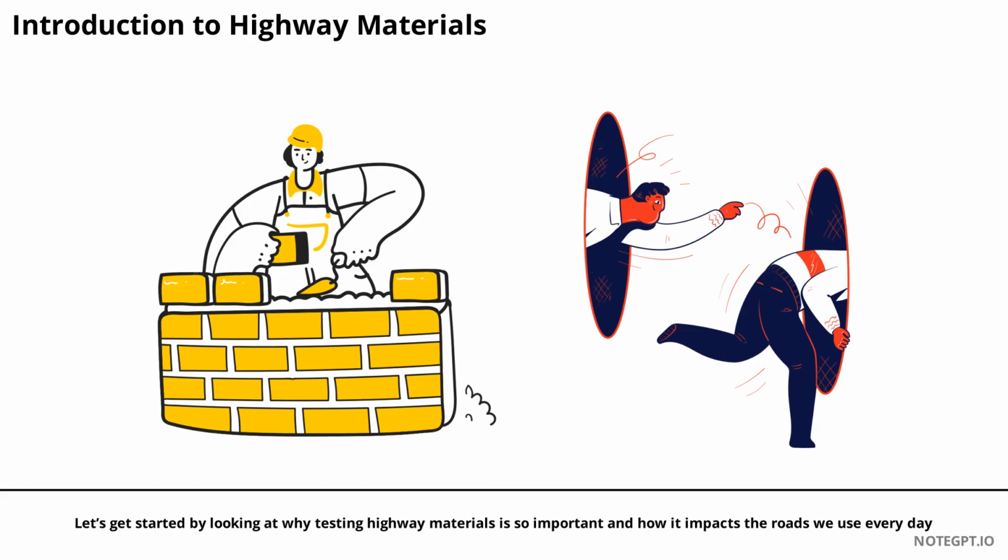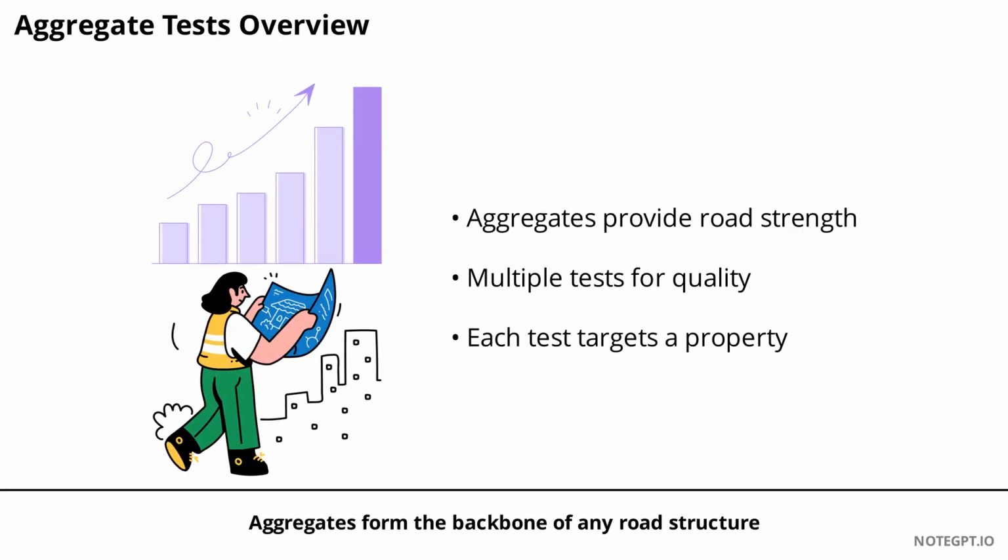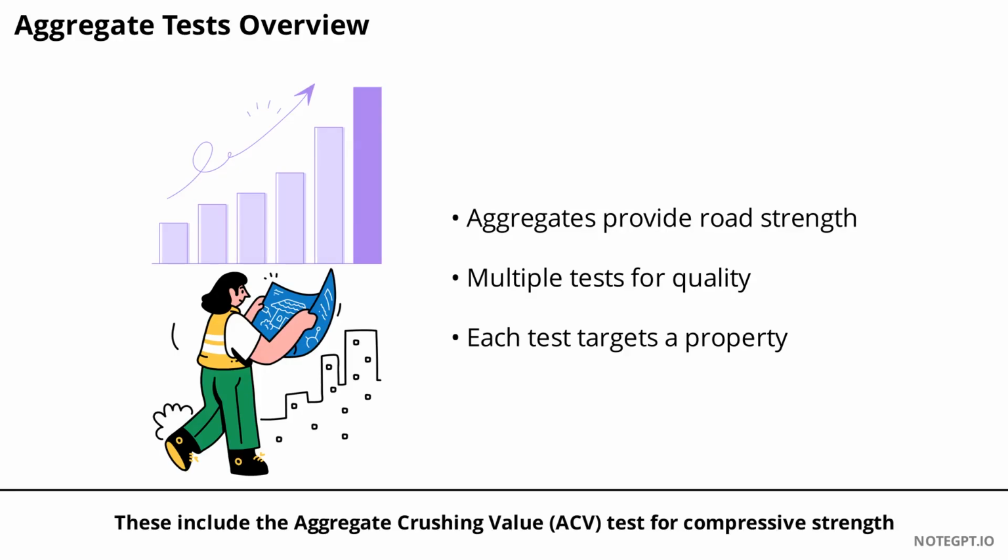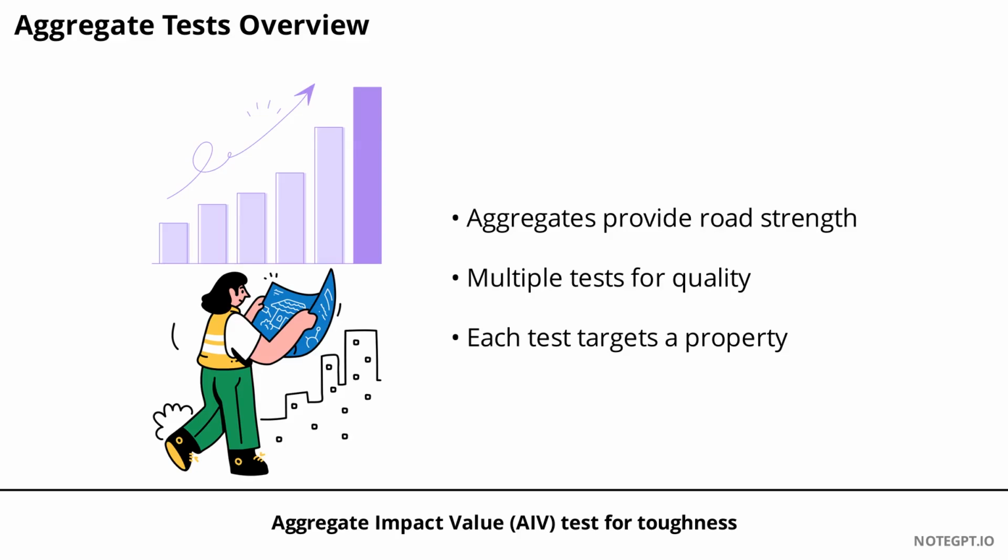Let's get started by looking at why testing highway materials is so important and how it impacts the roads we use every day. Aggregates form the backbone of any road structure, providing stability and strength. To ensure they meet the required standards, several tests are performed. These include the Aggregate Crushing Value, ACV, Test for Compressive Strength, Aggregate Impact Value, AIV, Test for Toughness, Los Angeles Abrasion Test for Hardness, and more. Each test targets a specific property, helping engineers select the right materials for different layers of the road. In the next scenes, we'll dive deeper into each of these tests, starting with the ACV test.